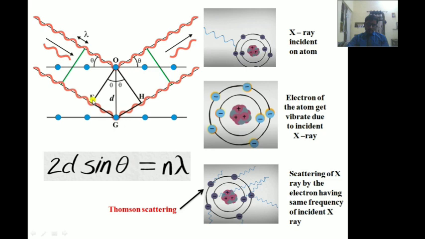So what is the path difference? The path difference fg plus gh is equal to an integral multiple of the wavelength lambda. I know the value of fg, which is d sin theta, and I know the value of gh, which is again d sin theta. So this plus this, d sin theta plus d sin theta, makes 2d sin theta, and this 2d sin theta is the path difference, which is equal to an integral multiple of wavelength lambda. And this famous equation is known as Bragg's equation.